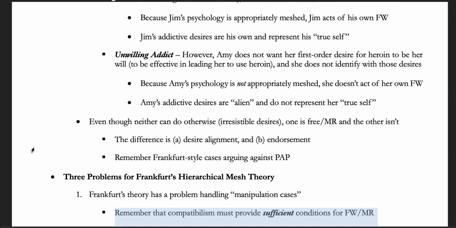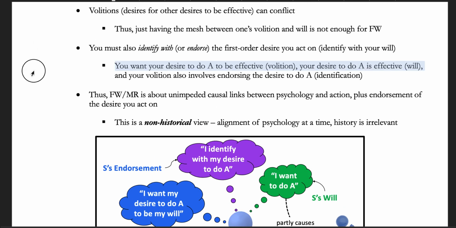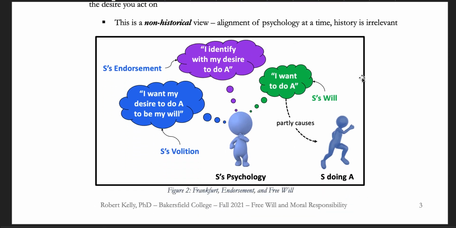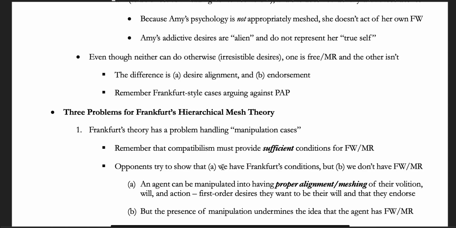So this higher order stuff, all this, here's what it means to be free, here you go, is to want your desire to be effective, that your desire is effective, your will caused you to act, and your volition involves this kind of endorsement where you identify with the desire that's effective. All of that is supposed to be enough, not just required for free will. It's not just required. It's sufficient. Whenever you get that alignment of your desires in that way, then you get free action, free will, and moral responsibility.